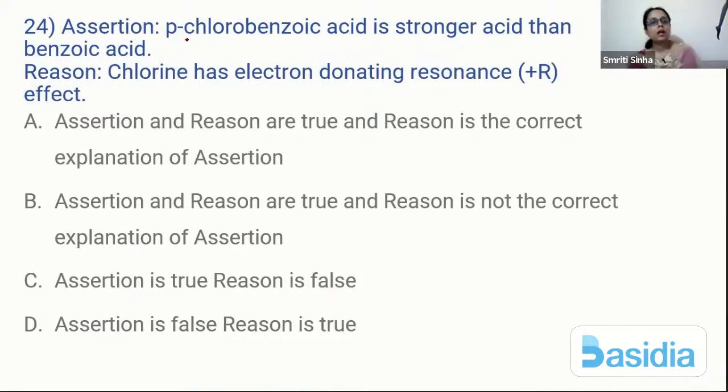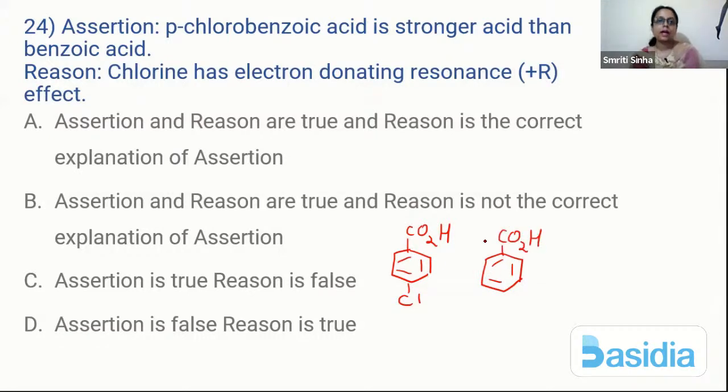Next, assertion: para-chlorobenzoic acid is a stronger acid than benzoic acid. So we draw the structure, para-chlorobenzoic acid is stronger acid than benzoic acid. Now, chlorine has electron donating resonance effect. So yes, para-chlorobenzoic acid is a stronger acid than this. It is very true, but chlorine has electron donating resonance effect. It is not the correct explanation over here.